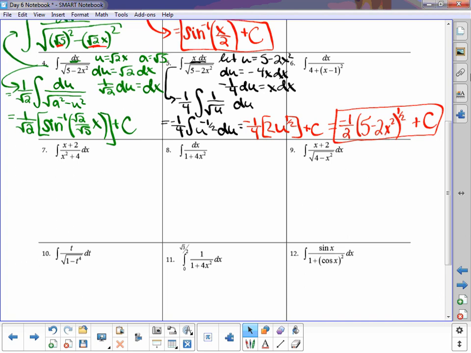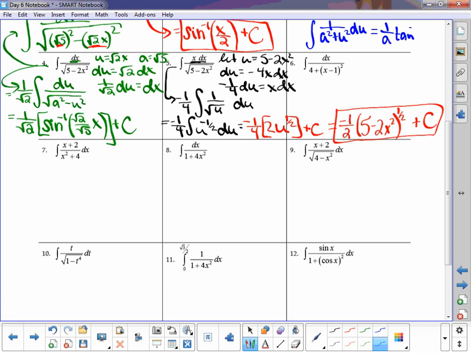All right, so if I try inverse tangent, remember for inverse tangent we know that the integral of 1 over a squared plus u squared du is 1 over a inverse tangent of u over a plus c. Right? Is that what it says at the top of your paper?